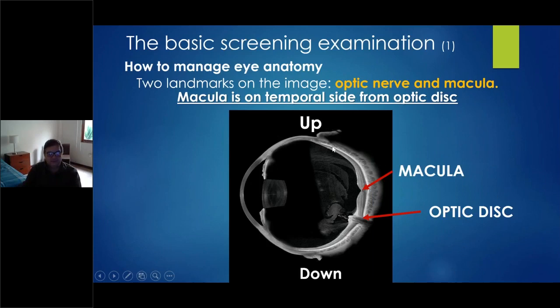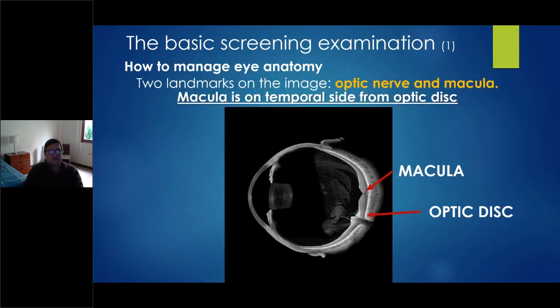Also, if you have the transducer and the patient is looking up, you can see when it's up and down, you must recognize that. In this case, we can recognize if it's a right eye or left eye. I can see it's a right eye. Okay. The macula is always on the temporal side of the optic disc. Okay, let's go.